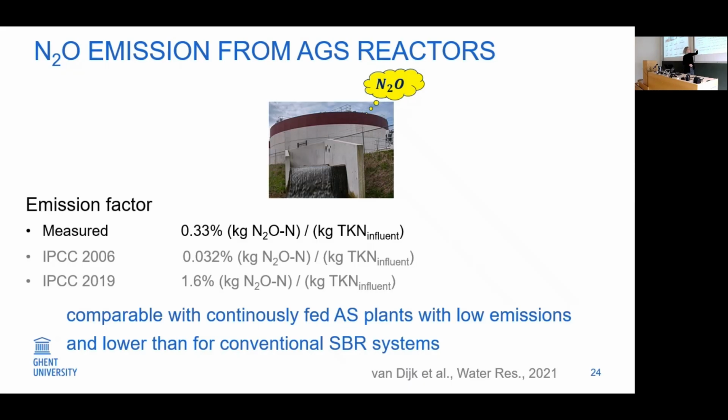Aerobic granular sludge reactors are operated in a batch-wise mode. They are not continuously fed, and that could also give a certain dynamics. But if you compare their behavior to conventional SBR systems, which are also cyclic systems, the emission from aerobic granular sludge reactors is lower.